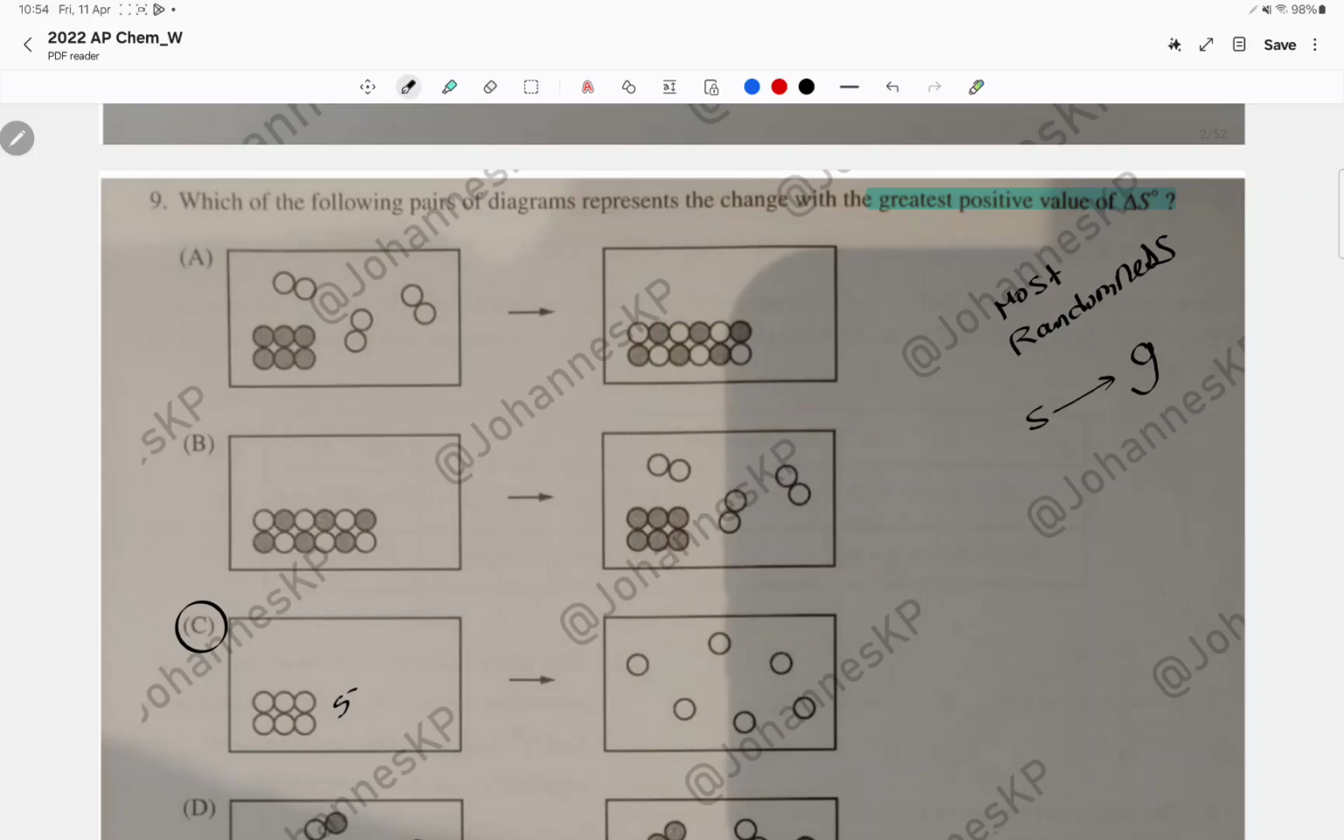This is solid because the particles are packed together without any space between them. And this is gas because they're all floating around everywhere. All right? Good.